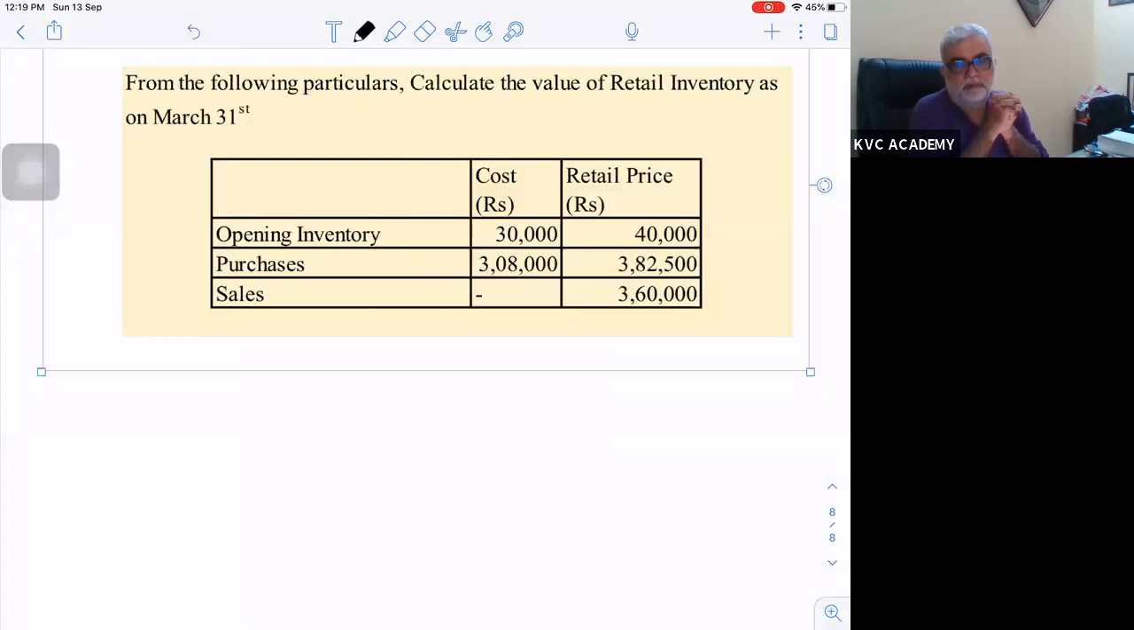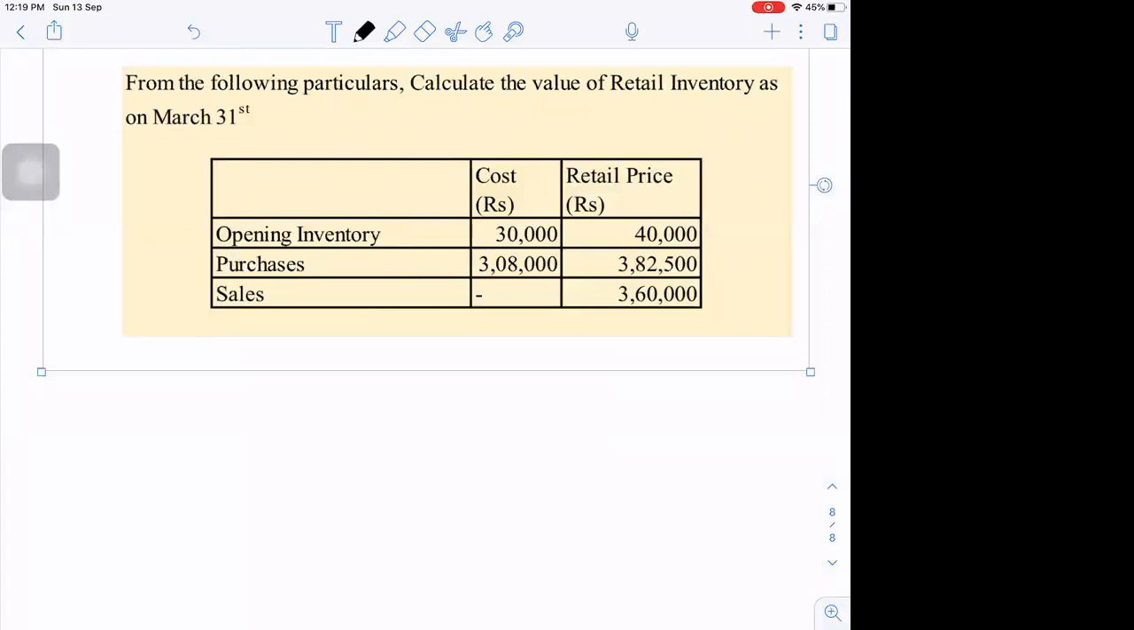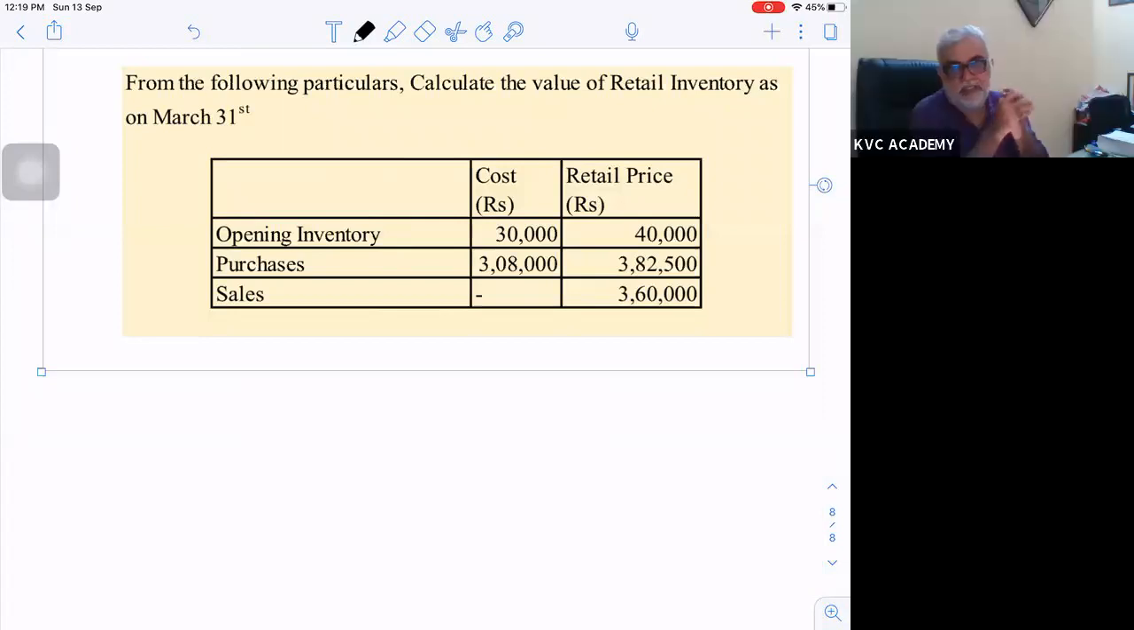Unmute yourself. From the following particulars, calculate the value of retail inventory as on March 31st. Opening inventory cost is rupees 30,000, whereas the retail price is 40,000. Purchases cost is 3,08,000, whereas retail price is 3,82,500. Sales is 3,60,000 retail price. 5 minutes. Your time starts now. Everybody, type your answer in the chat box.